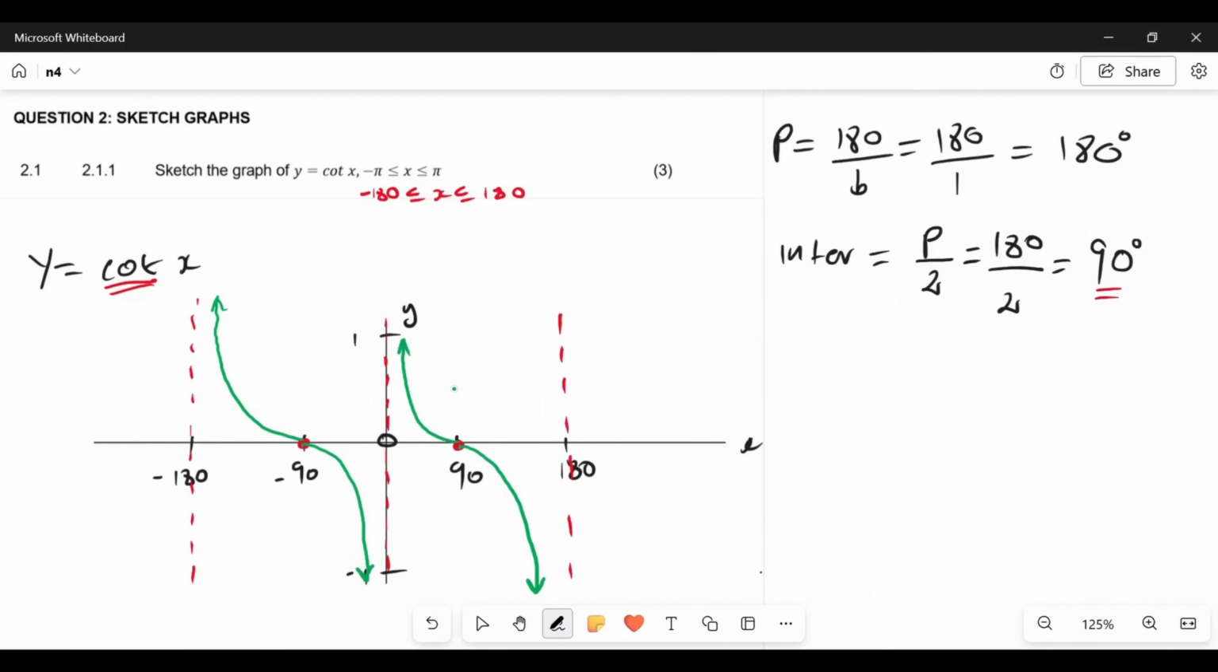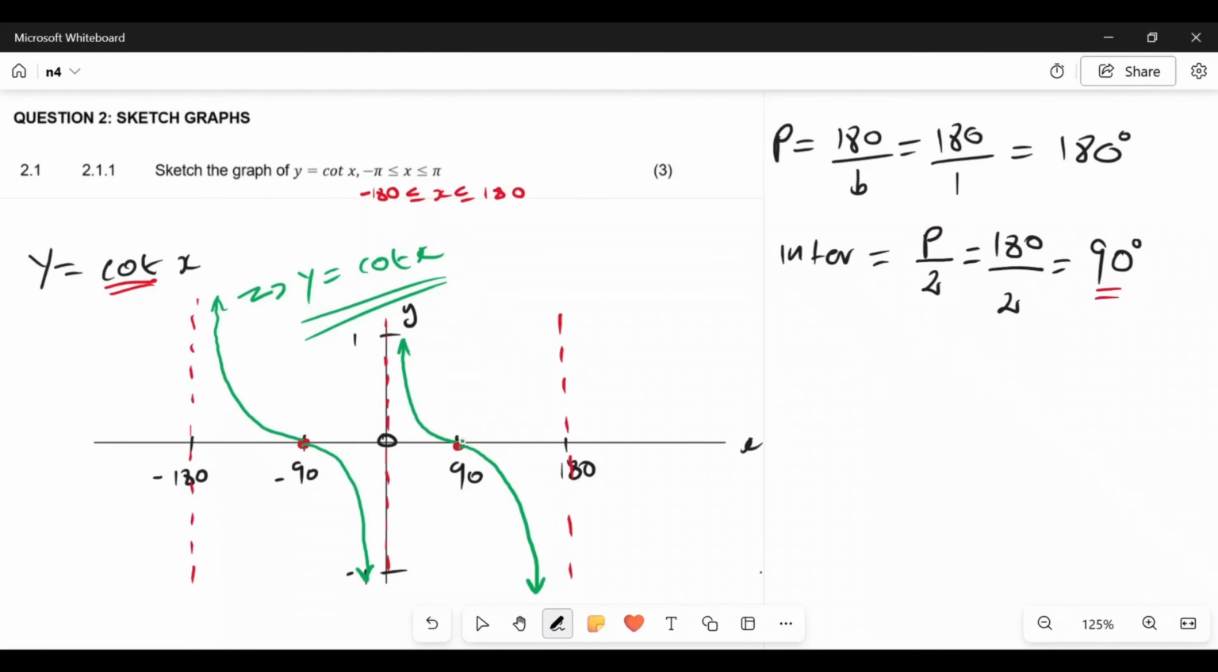So this one here is actually our cot graph. You can name this graph y equals cot x, and that's it. So this is the type of graph that they were looking for, guys. I hope you know how to draw this graph.